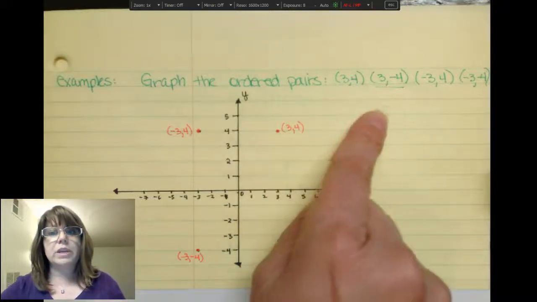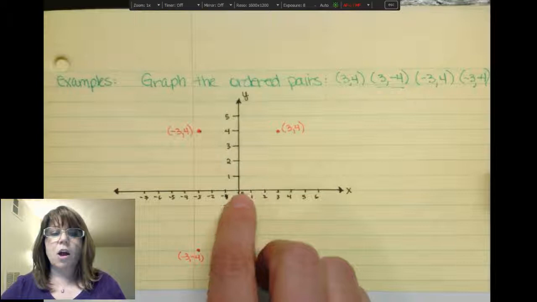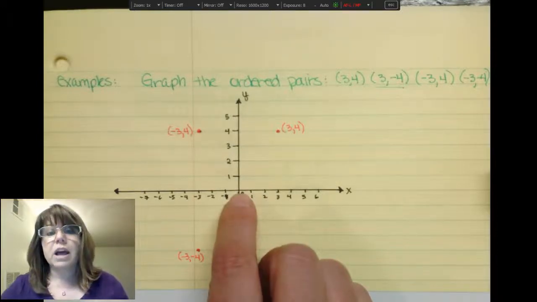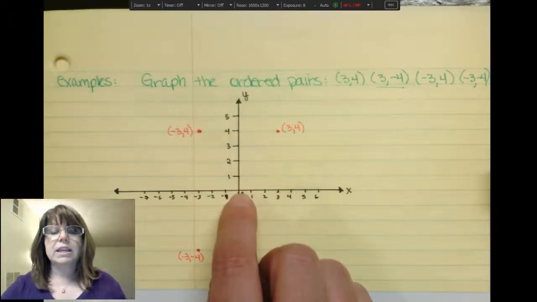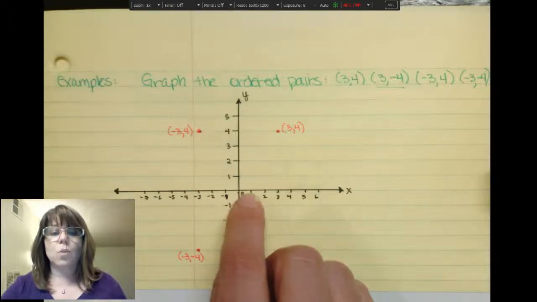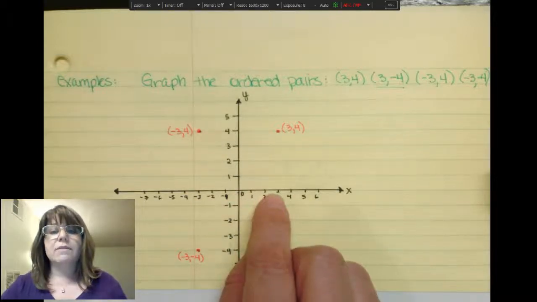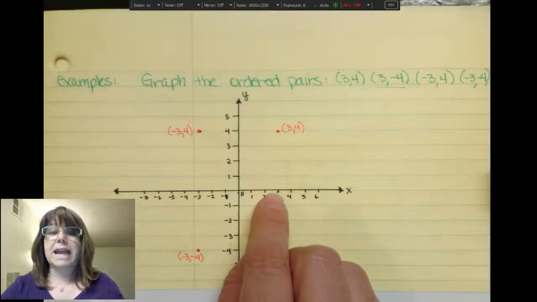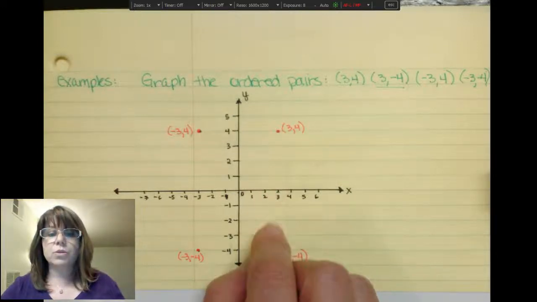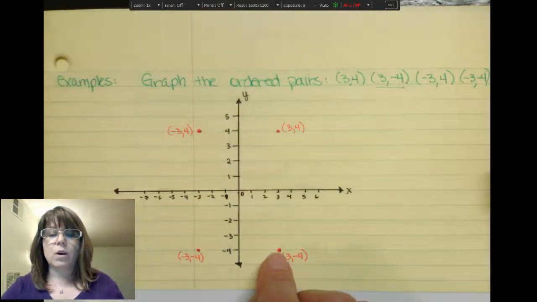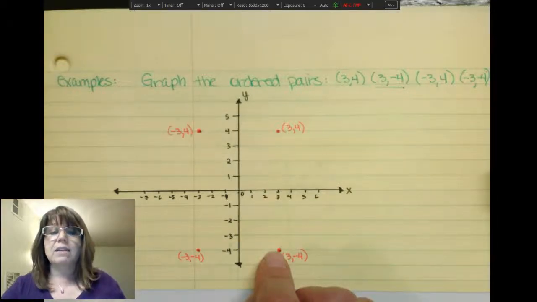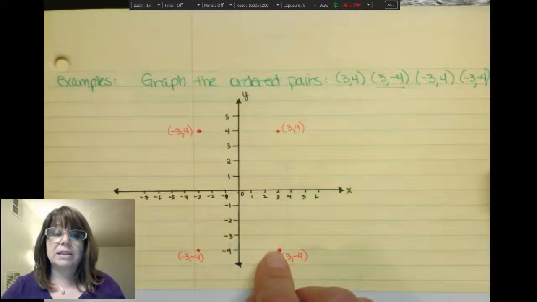Let's try it again with (3, -4). Always starting at the origin, I first move 3 in the positive direction of x: 1, 2, 3. From here, I move -4 in the y direction. When it is a negative y, it is moving down. So I move 1, 2, 3, 4 down. And so my point right here is (3, -4). It's the intersection of 3 on the x and -4 on the y.